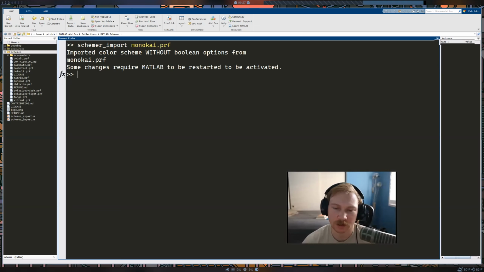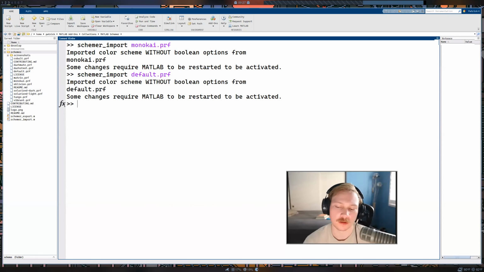This is the best you're going to get for dark mode. Up top here, that's not going to change. I know that's annoying, but that's how it is. If you want to go back to the default theme, you can use schemer_import default.prf, and there you go. Now you're back.